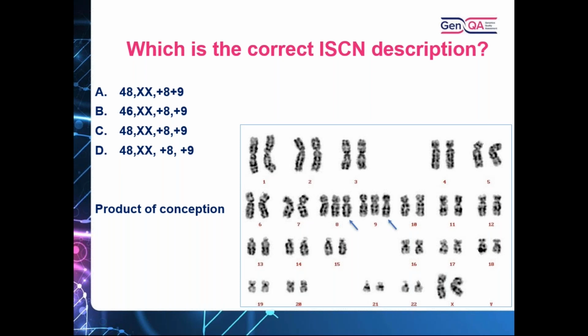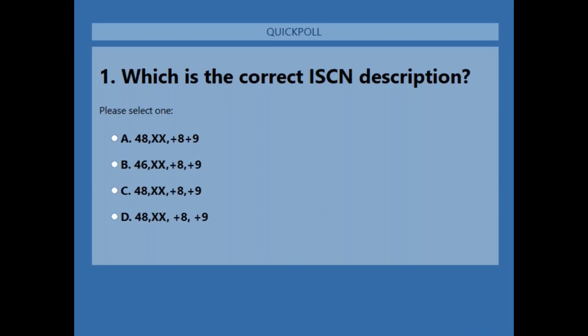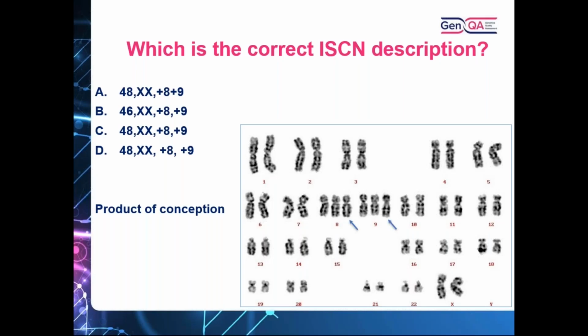So this question, obviously we've got an extra chromosome 8 and an extra chromosome 9. So the question is, how do we write that? The poll is open now. You should be able to see the 4 options. So please select the correct one. I'll just give you a few more seconds and then I shall close the poll. About 3/4 of people have voted now. Here we go then.